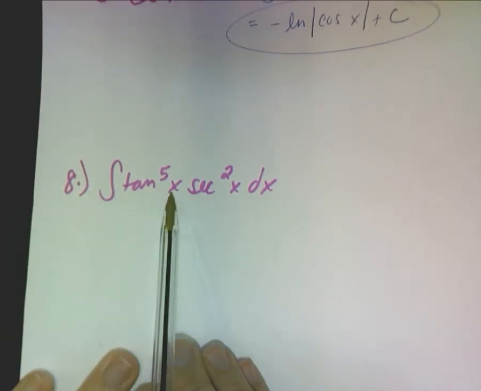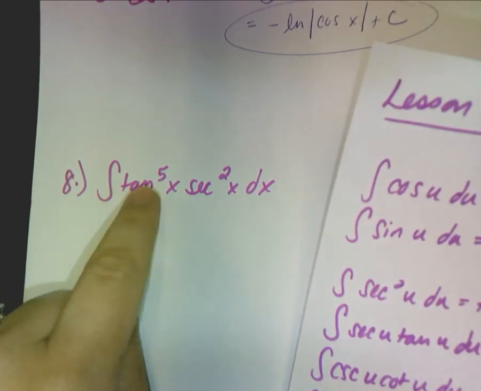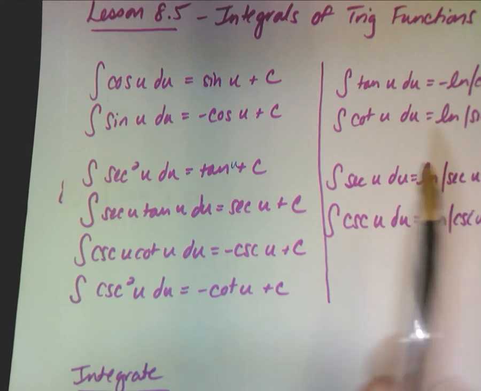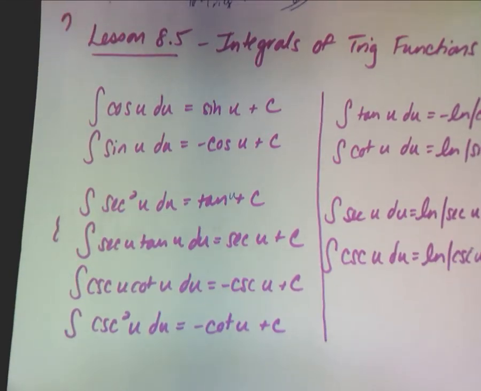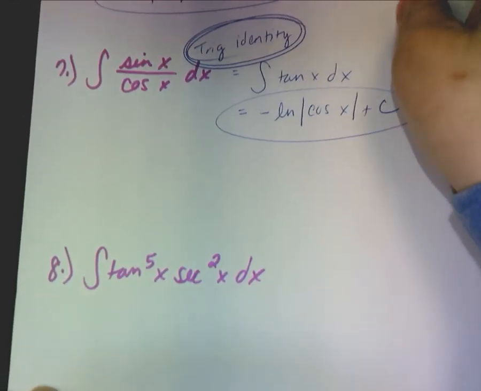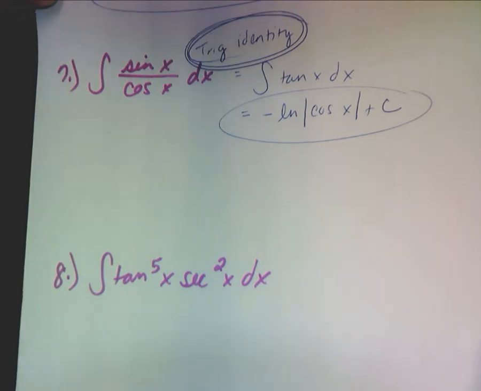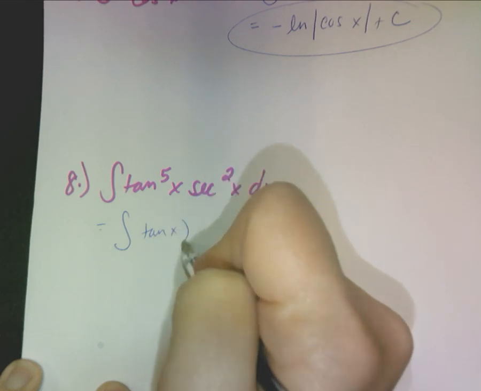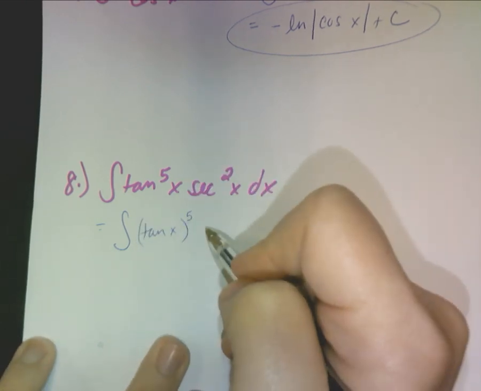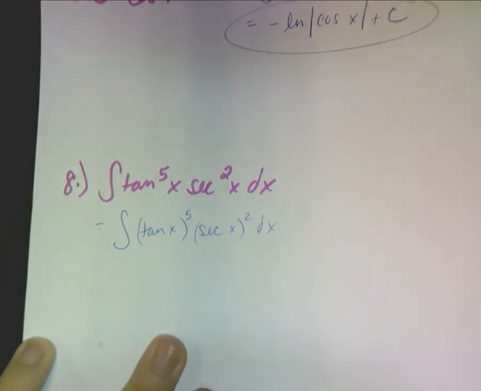Tan to the 5th x secant squared x dx. Now, again, when I look through my whole list here, I need a tan to the 5th secant squared. I see a secant squared. I don't see a tan to the 5th. So what that probably means is that I probably have an entire trig function that is a u. So again, if I were rewriting this, this would be the integral of tan of x to the 5th secant x squared dx, okay?